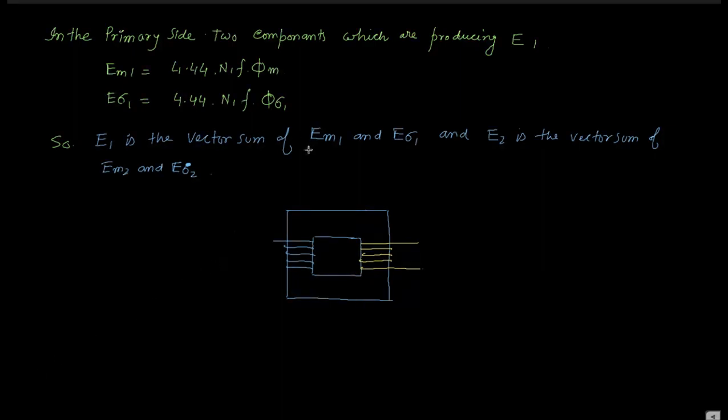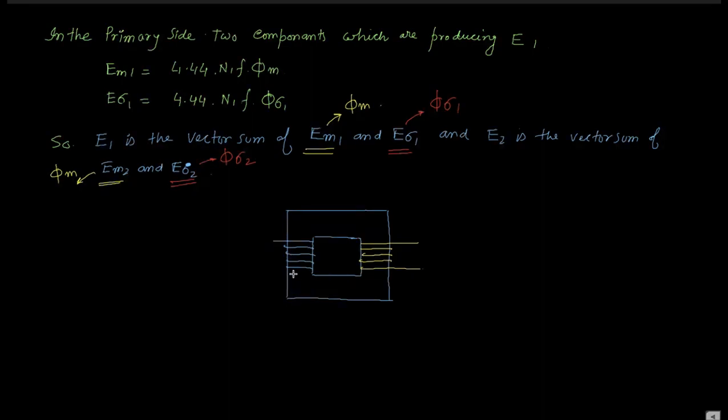Here EM1 is produced due to phi m, and EM2 is also produced by phi m, but E sigma 1 is produced by phi sigma 1 and E sigma 2 is produced by phi sigma 2. It is the leakage reactance that produces E sigma 1 and E sigma 2.